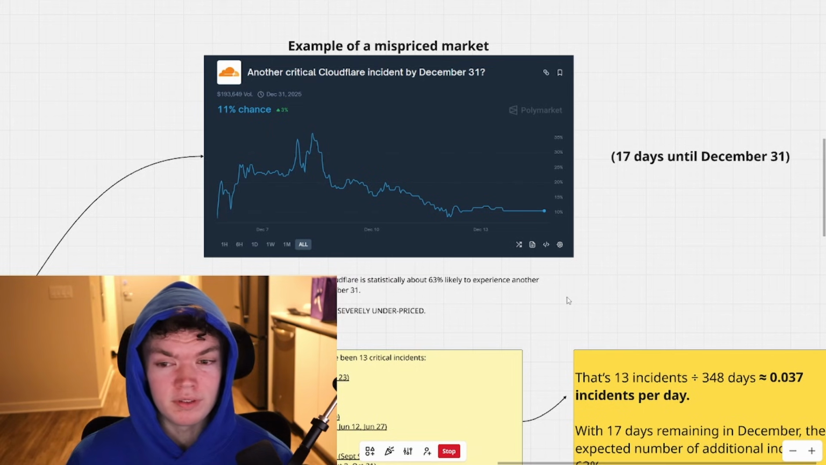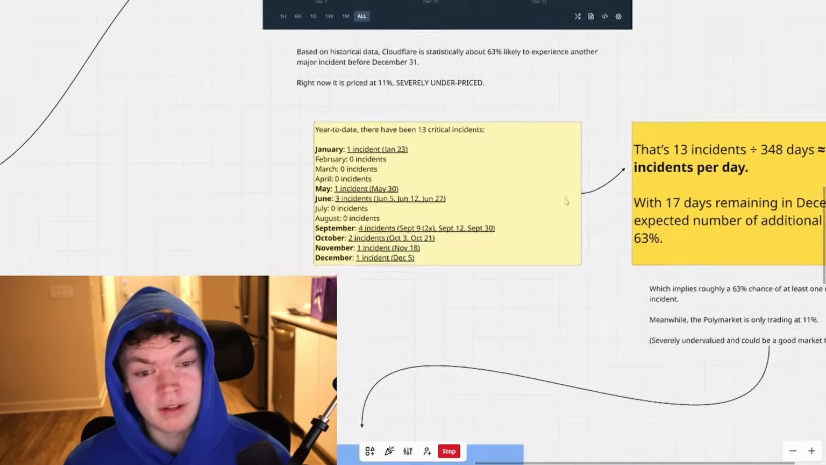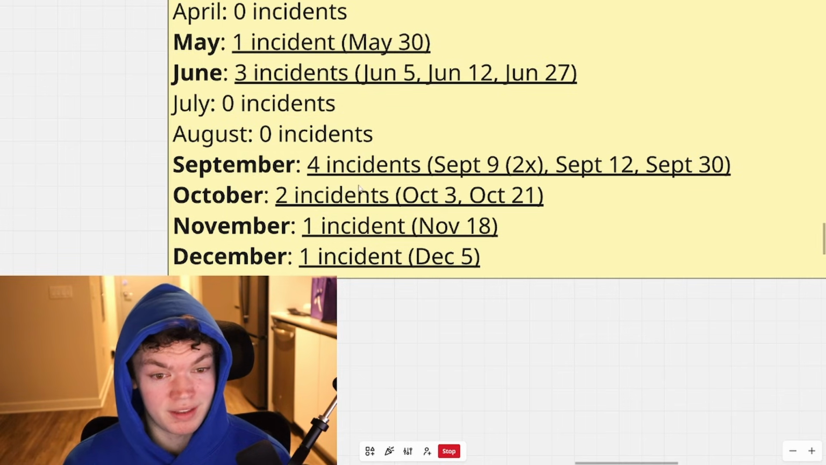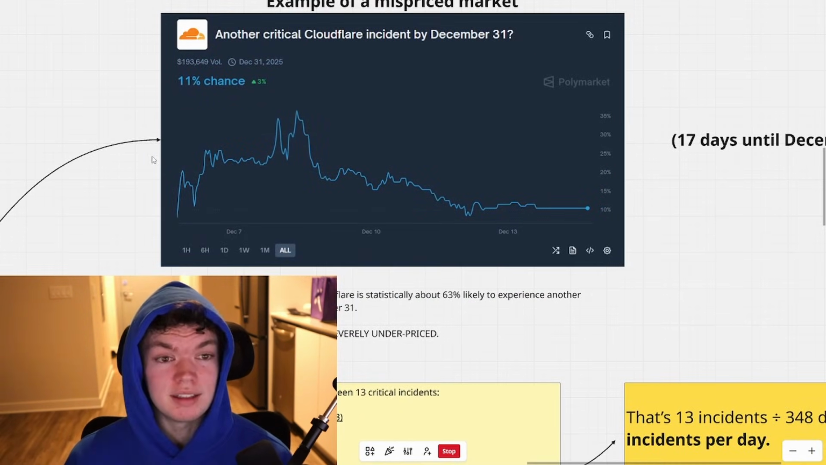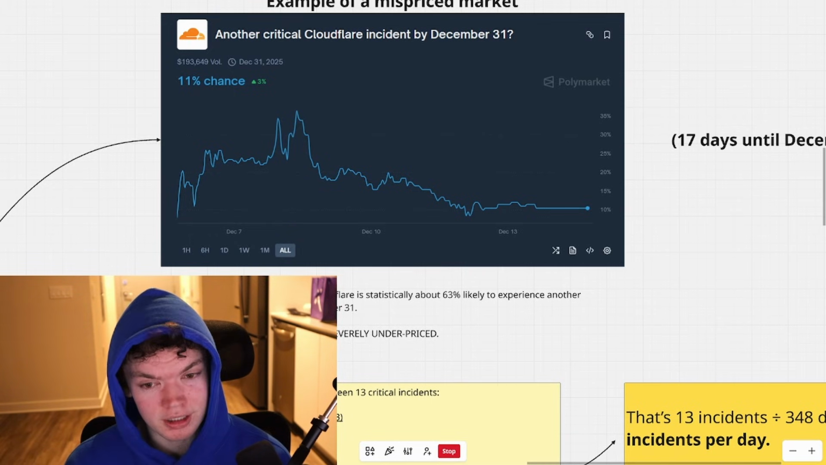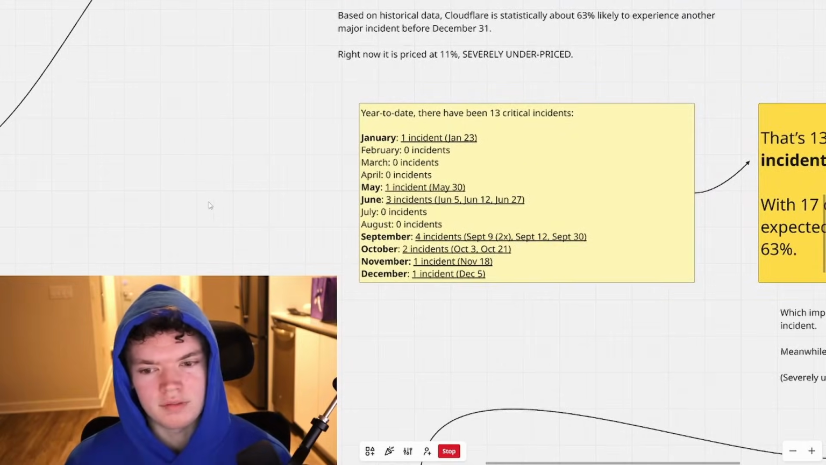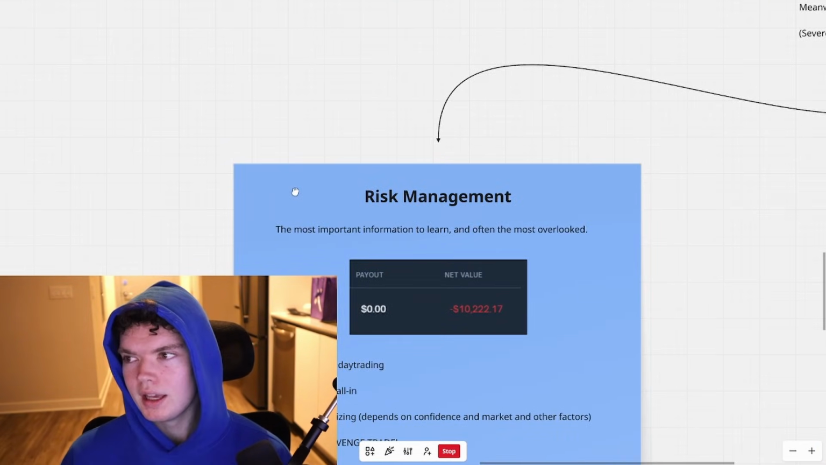Truthfully, I don't know. Cloudflare probably put a lot of resources into fixing their infrastructure after all of these incidents, but I don't know. Statistically, there should be another incident higher than this 11% chance, okay? Which means it's undervalued, which means you should get in. Although, not financial advice, don't get in, because when it resolves no, don't blame me, okay? Whatever.